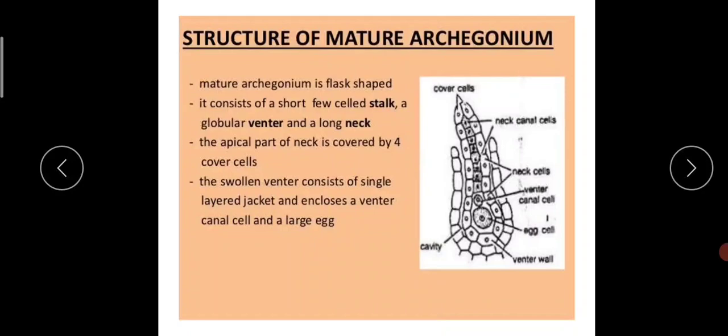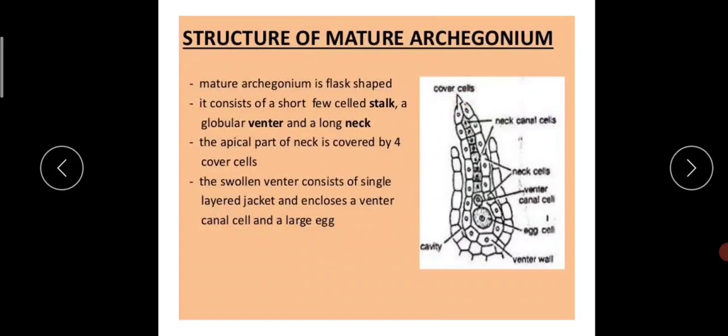The long neck region is filled with neck canal cells. These are the neck canal cells which fill the neck cavity. There will be around 4 to 8 in number. And at the tip of the neck there will be 4 cover cells arranged as a rosette. So this is about the archegonium.